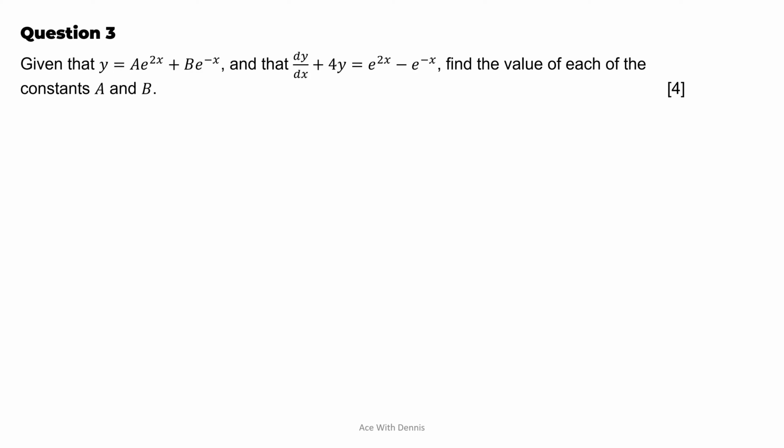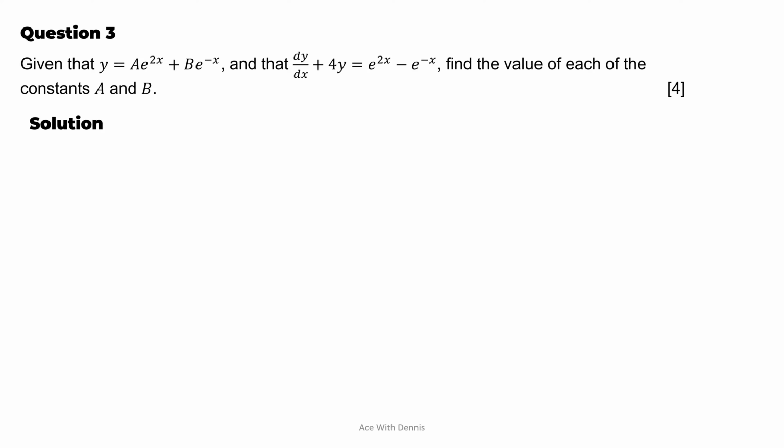Question 3. Given that y equals ae to the power of 2x plus be to the power of negative x, and that dy over dx plus 4y equals e to the power of 2x minus e to the power of negative x. Find the value of each of the constants a and b. 4 marks.